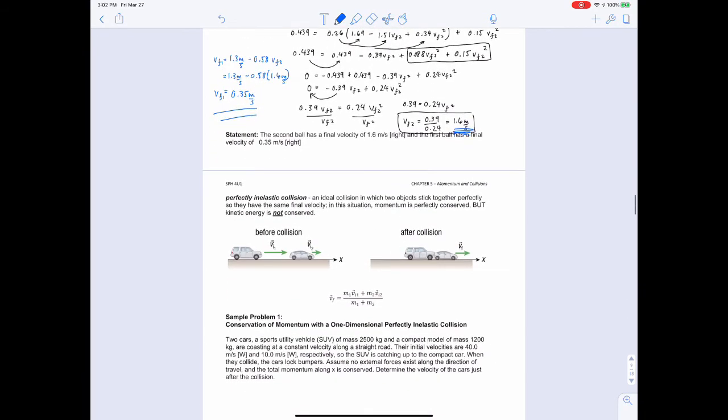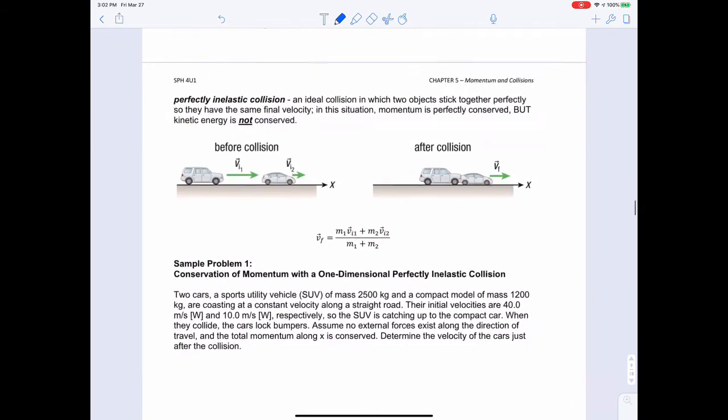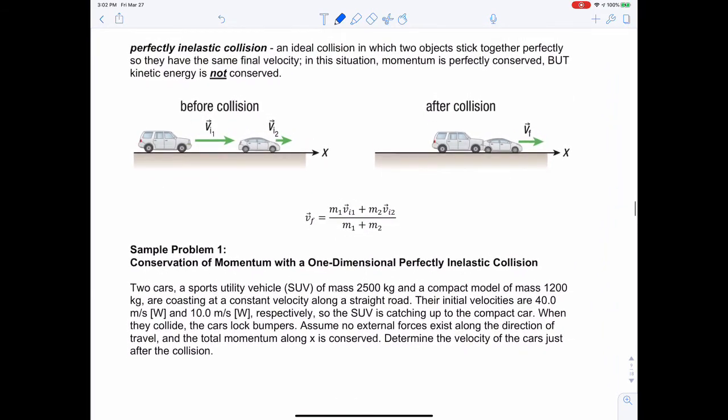Now we can try a perfectly inelastic collision. Remember that a perfectly inelastic collision is an ideal collision in which two objects stick together perfectly, so they have the same final velocity. In this situation, momentum is perfectly conserved, but kinetic energy is not conserved. We can rearrange the equations above, and with substitution, we have this equation for the final velocity of the pair of objects that are now stuck together. And you can see that Vf is equal to m1 vi1 plus m2 vi2 over m1 plus m2.